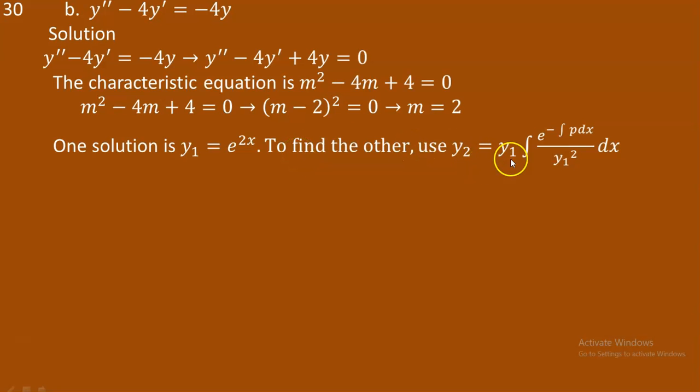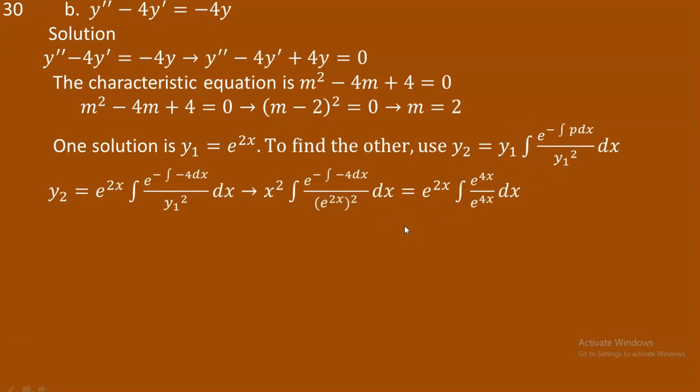The second solution can be determined using this formula, but you already have determined what y1 is. You can directly put y1 here, and the value of p is known. Clearly p is known, and so y1 is also known, so you can calculate this one. So from this, y1 is e to the power of 2x, and the integral of e to the power of minus 4 dx over y1 squared, because as you see, your p is minus 4. So this is going to be e to the power of minus minus makes positive, e to the power of 4x over e to the power of 4x, because these two must be squared.